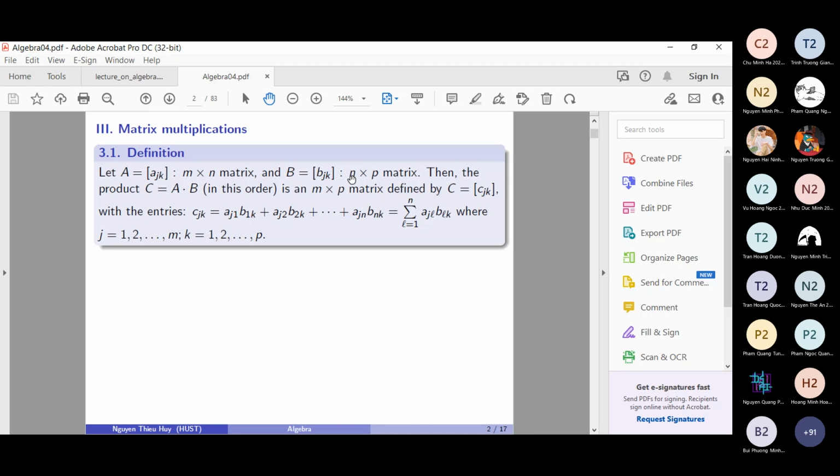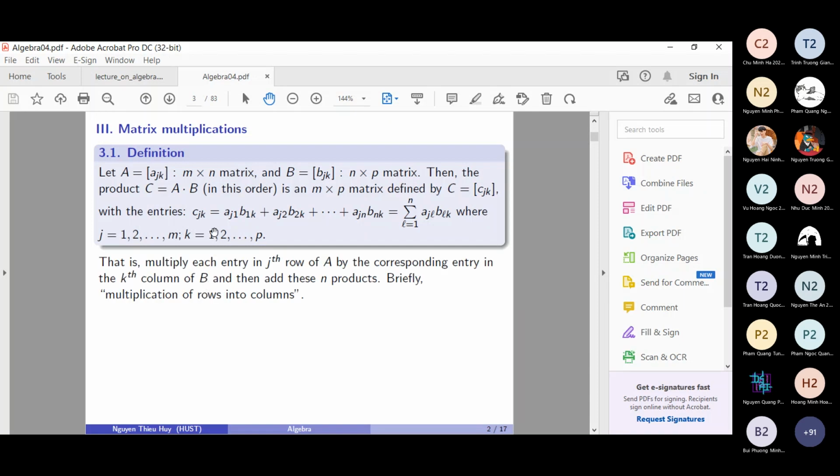Therefore, we require that the number of rows of B is n, the same as the number of columns of A. This is an important fact: the number of columns of A is the same as the number of rows of B. Okay, so we can understand and remember simply. C_jk is the j-th row of A multiplied with the k-th column of B: multiply each entry in the j-th row of A by the corresponding entry in the k-th column of B, and then add these products. So multiply rows into columns.